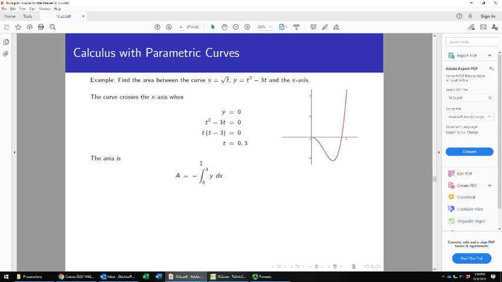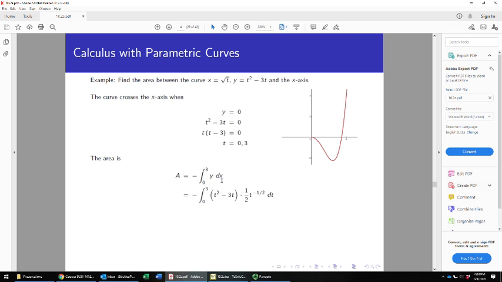But in general, we're doing the integral of the function, or integral of y, because that would be the height of your rectangle, with respect to x, because that would give you the width of your rectangles. All right. So y is t squared minus 3t. So that's just a direct substitution.